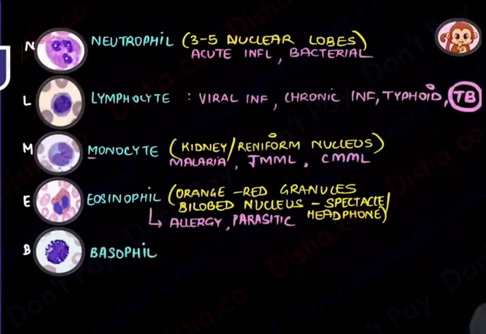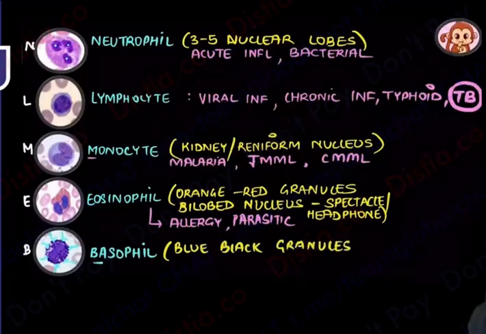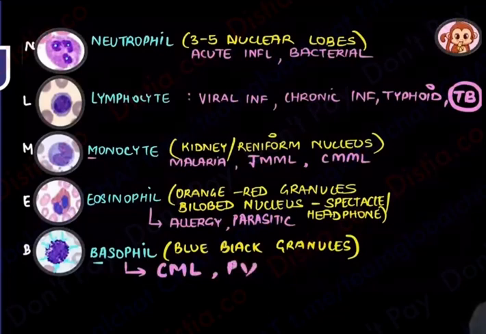How do I identify basophil? BBB. Look at the color of the granules. The granules are very blue-black. That is how I identify a basophil. These are blue-black granules, and the one particular leukemia where you will find basophils is CML, and also basophils are seen in polycythemia vera. But in CML, it's a part of the criteria. It is that important. So let's do a repeat.